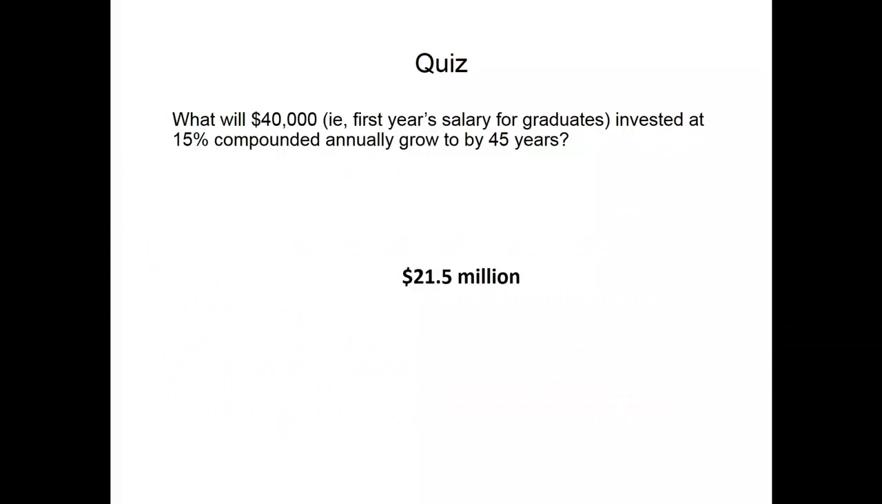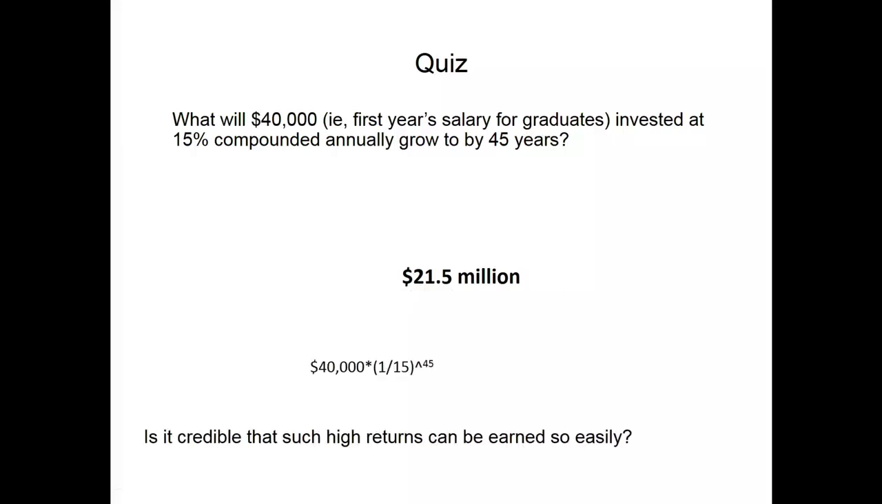So $40,000, now that's a bit low. I should update this slide. You can expect to get more than 40,000, not 200,000, but somewhere maybe between 50 and 70,000. I'm guessing. But that's how much it'll grow to by 21.5 million. The point is, is it credible that such high returns can be earned so easily?